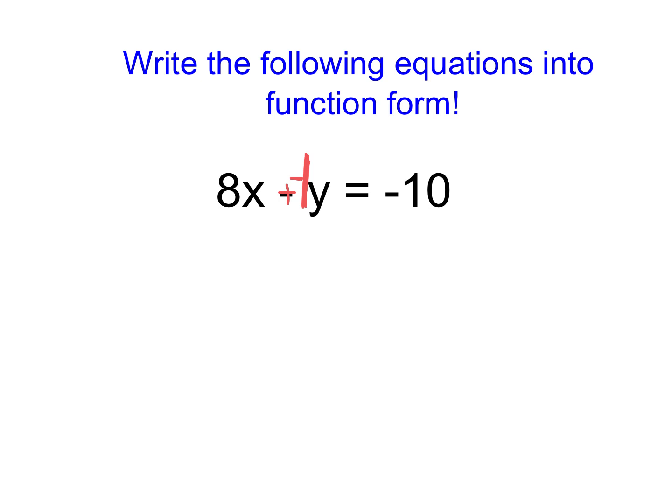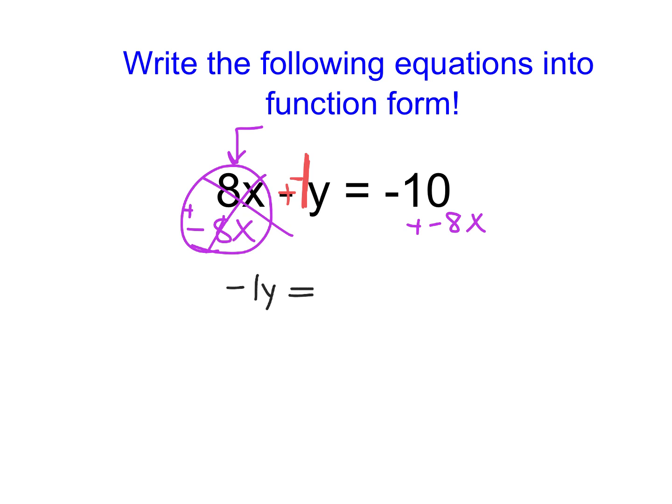So my first goal is to move this 8x and undo it to the other side. So hopefully you're already thinking that you're going to subtract 8x or add a negative 8x to each side in order to do that so that these become 0. We're then left with negative 1y is equal to negative 10 plus negative 8x.